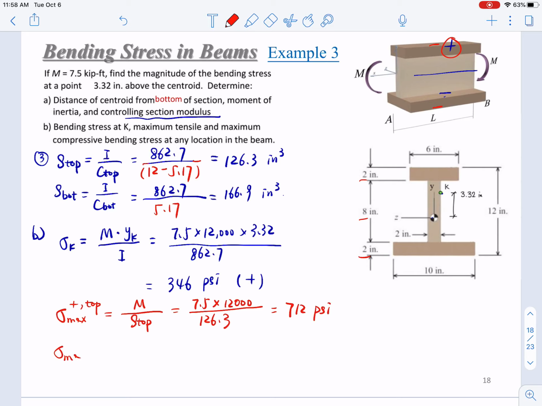And the maximum compressive stress will be on the bottom. It will be M over S bottom, the same bending moment over 166.9. This will be 539 psi. And here it will be compression.